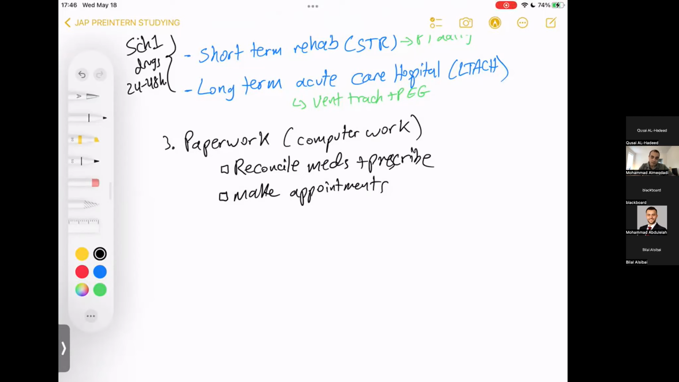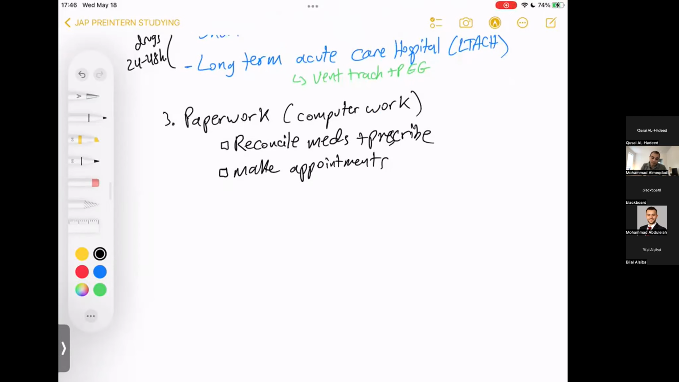After you do these 2 things, now you're good to go, right? You gave them the meds, you made sure they have appointments. You need to tell the patient about these appointments. So you have to give them what we call instructions, discharge instructions.